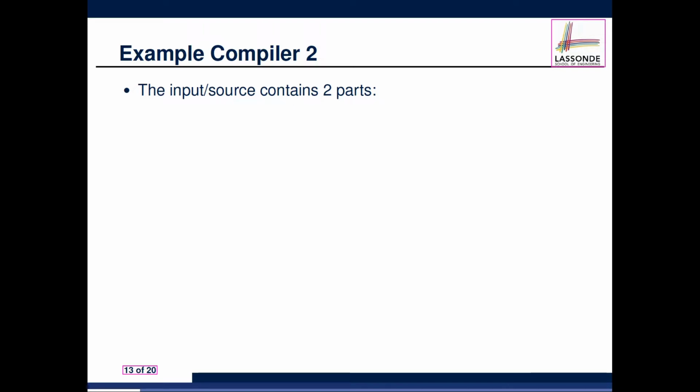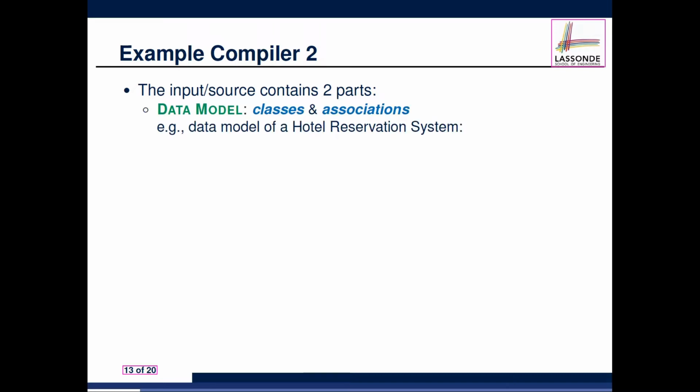So let's talk about the input. The input is going to be Java-like. Okay, let's take a look. So there are two parts for the input: data and updates, these two. What about the data? So we've got something called classes. I'm pretty sure you know what a class is. And associations.